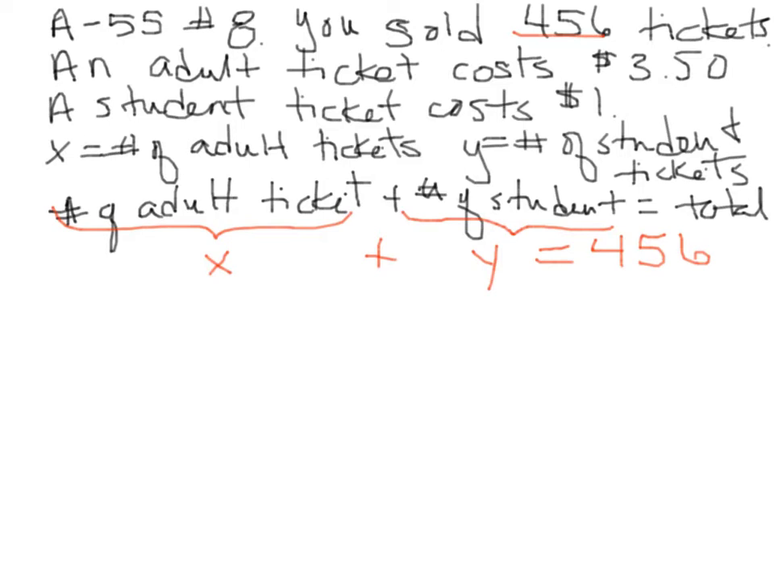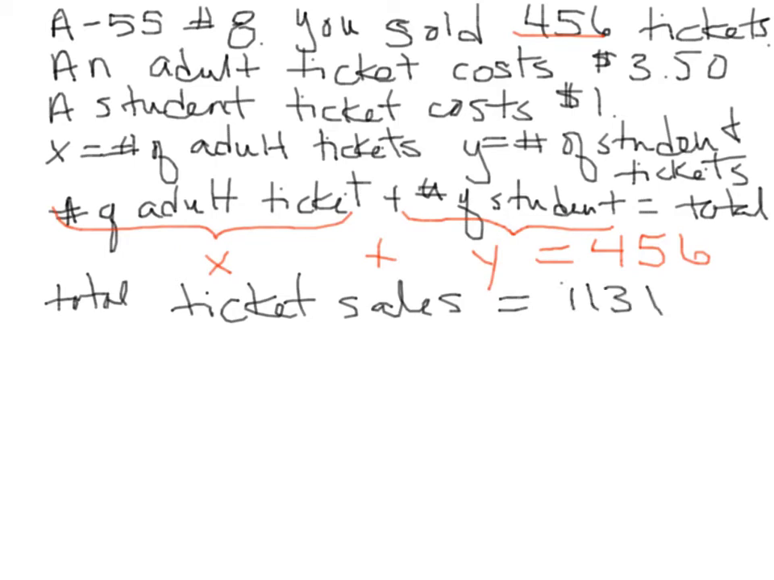So now we know the total amount of money taken in, the total ticket sales. I guess I didn't write that part here. Let me write it now. It also told me the total ticket sales is equal to $11,031. That's a dollar sign there. All right, so let's go ahead and write our second equation.